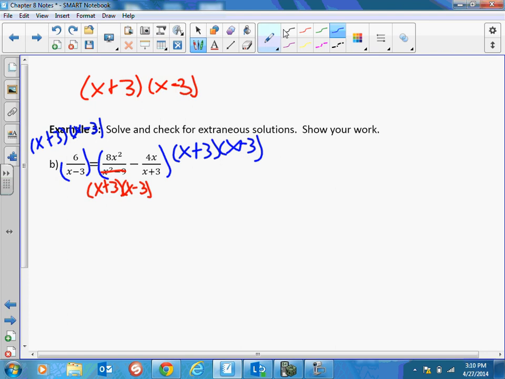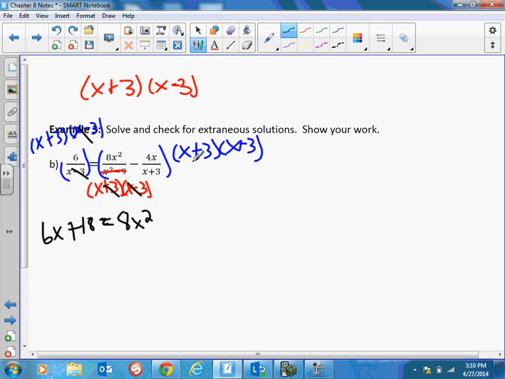So what crosses out on the first one? Well, on this one, x minus 3 cancels out. So I'm left with 6 times x plus 3. 6 times x is 6x. 6 times 3 is 18. So I got 6x plus 18. On this one, everything cancels out, x plus 3 and x minus 3, because the least common denominator is all of that. So you just end up with 8x squared.